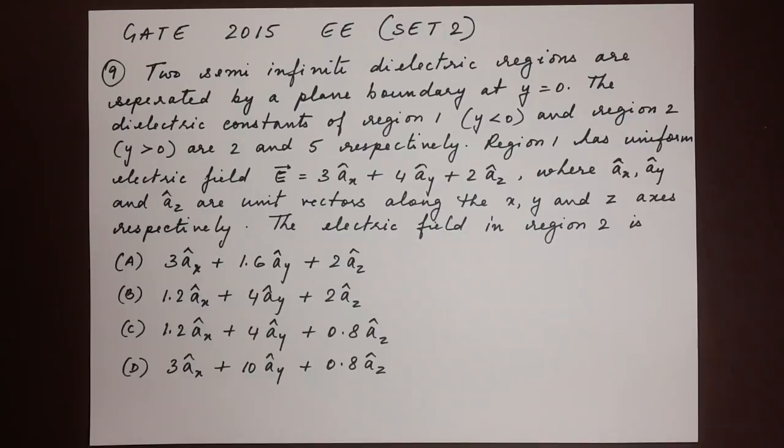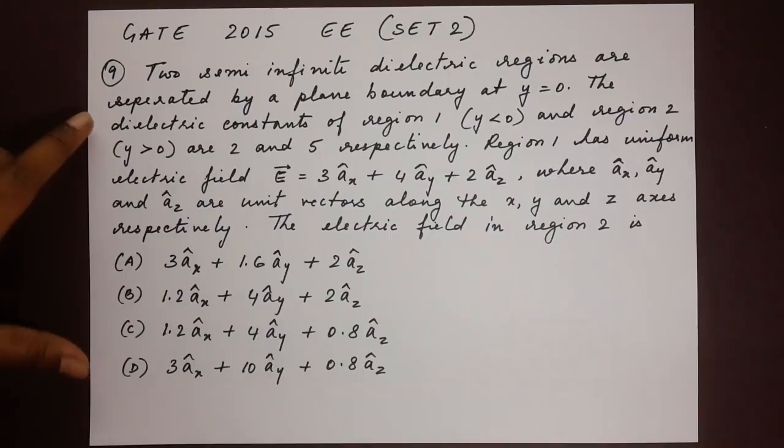Here's the next question, number 9. Two semi-infinite dielectric regions are separated by a plane boundary at y equal to 0. The dielectric constants of region 1, where y is less than 0, and region 2, where y is greater than 0, are 2 and 5 respectively. Region 1 has a uniform electric field, given as E bar equal to 3ax cap plus 4ay cap plus 2az cap, where ax, ay and az are unit vectors along the x, y and z axes respectively. The electric field in region 2 is, well, we have our 4 options given.